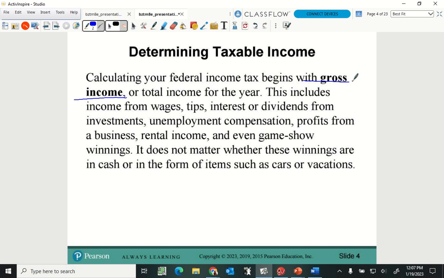Gross is the amount of money that you have before taxes are taken out. That's important. Total income for the year includes income from wages, tips, interest, dividends from investments, unemployment compensation, profits from a business, rental income, and even game show winnings.